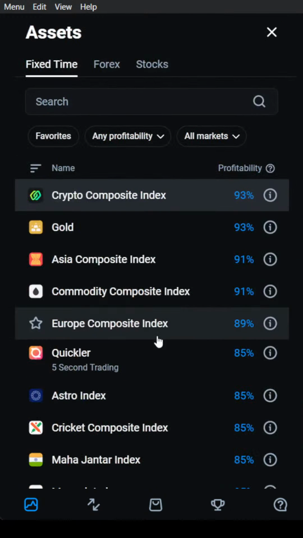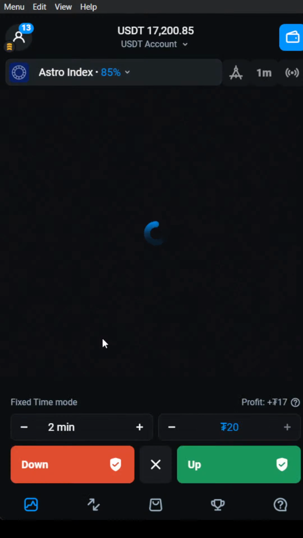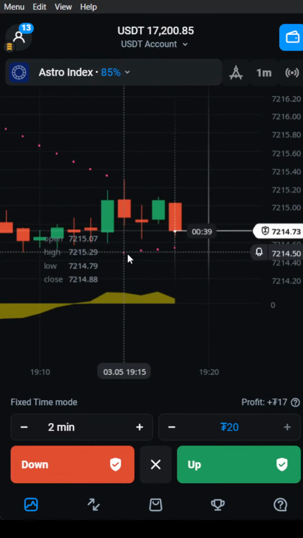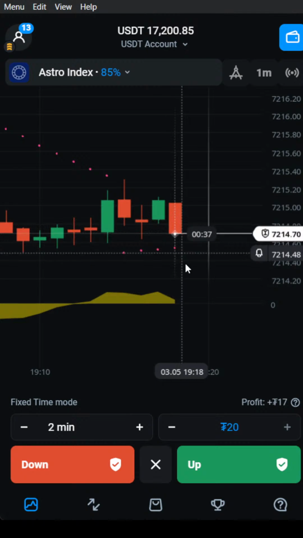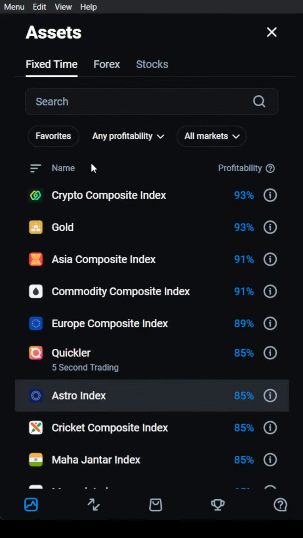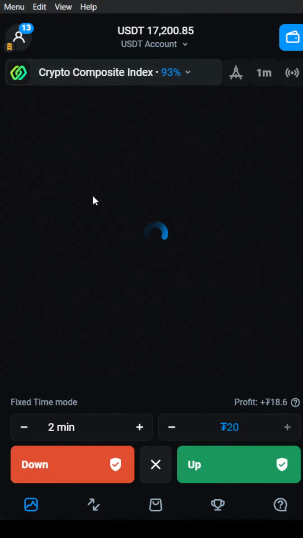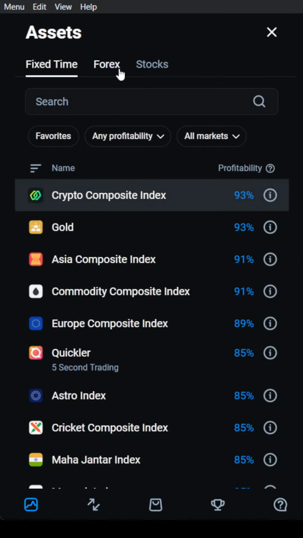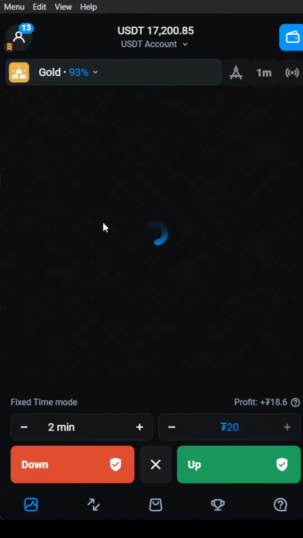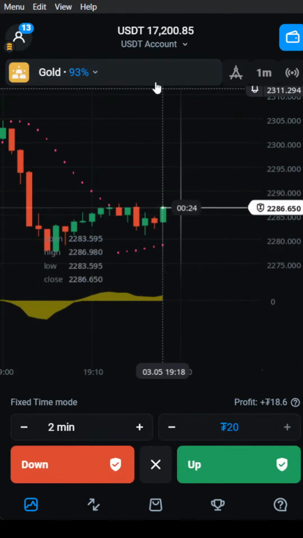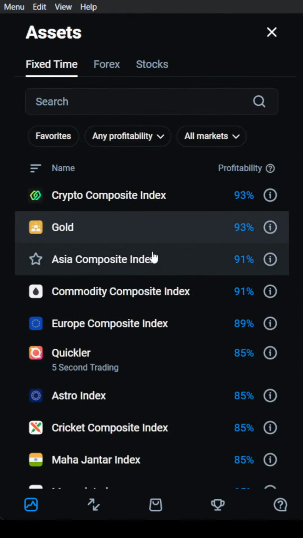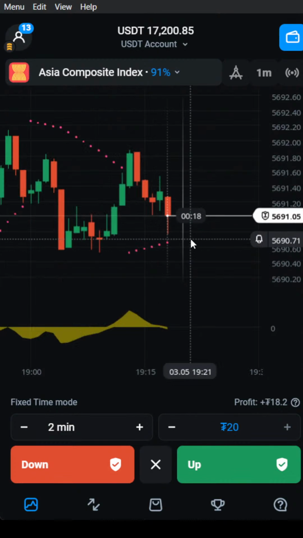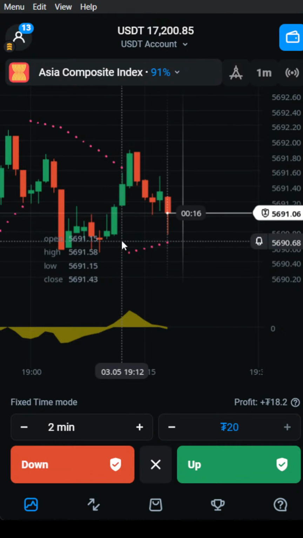Astro index, sure. Let me check Astro. No, we do not have a signal in Astro. Everything is saying uptrend, but the candle is going downward, and MACD is also losing its strength. So Astro index does not have a signal at the moment. Well, knowing the fluctuation, you can just guess that okay, might be this fluctuates. But again, the colors of the candles.